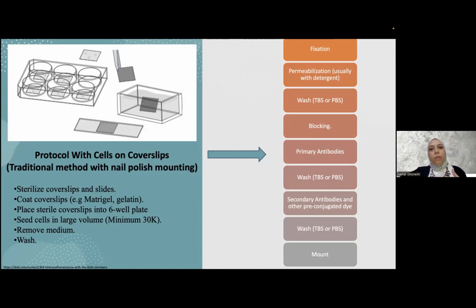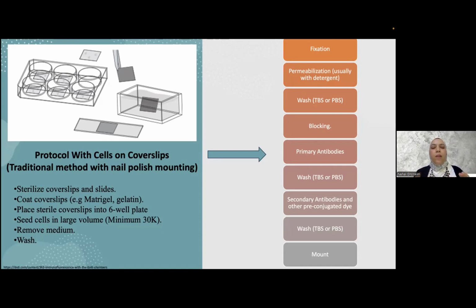But I usually, for long-term preservation of my slides, especially if you will capture using outsourced or service fluorescent microscopes in another institution, whether national or international, I use a protocol with cells on cover slips, which is the traditional method with nail polish mounting. So at first I sterilize the cover slips and the slides.